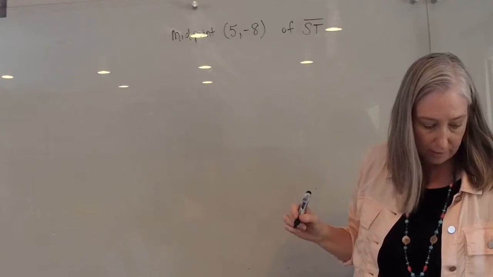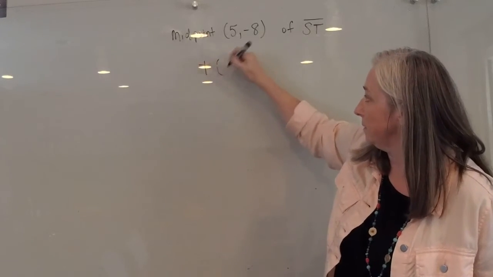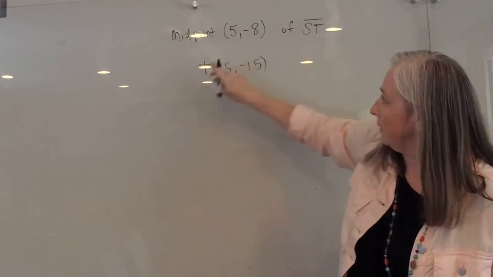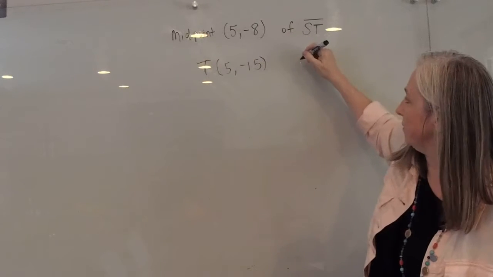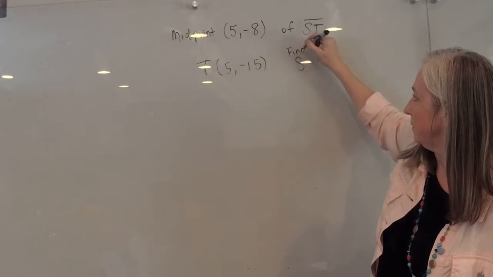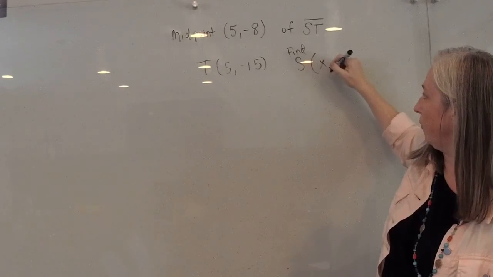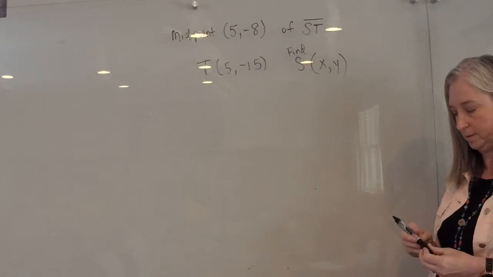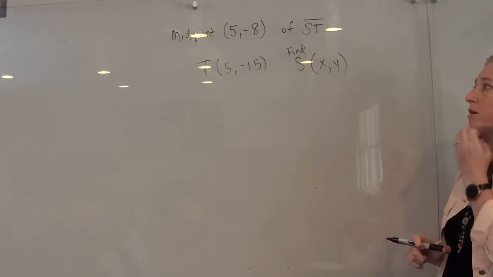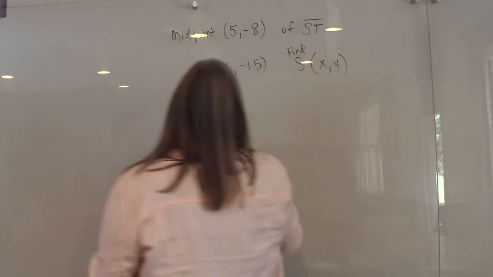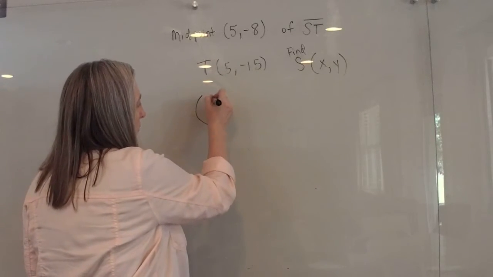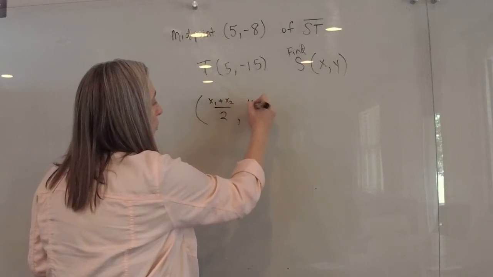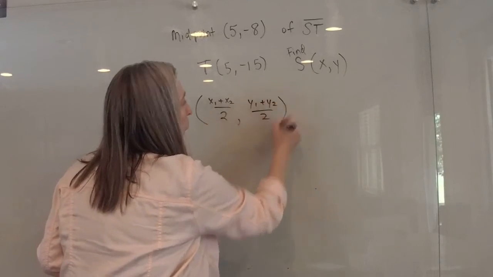They gave me the coordinates for the point T, and it is 5, -15. And they want me to find the coordinates of S. So I'm just going to call that X and Y. We don't know what that is yet, but they want me to find each of those coordinates. So what I'm going to do is use the midpoint formula. The midpoint formula was x1 plus x2 over 2 for the x coordinate, and y1 plus y2 over 2 for the y coordinate.